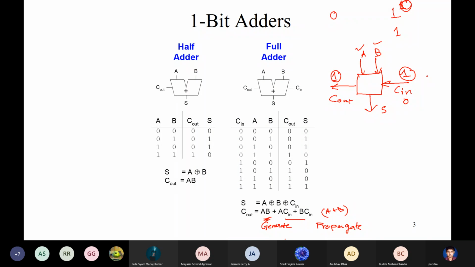The reason we are looking at this particular form is that these signals, this is just a visualization. This has nothing to do with implementation or anything. This is just a way of visualizing things. We'll see that these generate and propagate signals would be useful to us when we cascade the 1-bit adders.